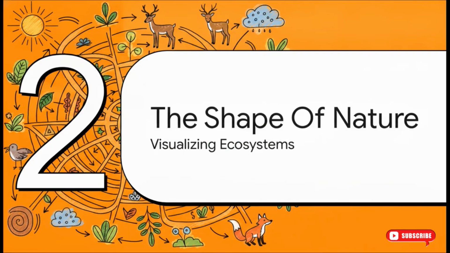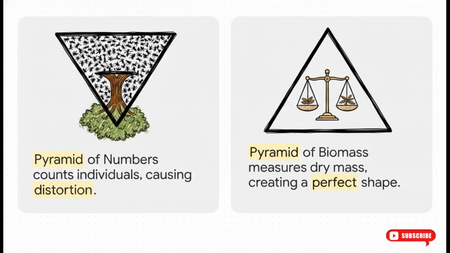Section 2. The shape of nature. Visualizing ecosystems. Biologists often use pyramids to map out these relationships. But there's a catch here. If we use a pyramid of numbers, where we just simply count up the individual organisms at each level, things can get incredibly distorted. Remember that single oak tree we talked about? If you try to draw a pyramid of numbers for one oak tree feeding 10,000 beetles, well, you don't actually get a pyramid at all. You get this very precarious, top-heavy, upside-down triangle that looks like it's going to tip right over.